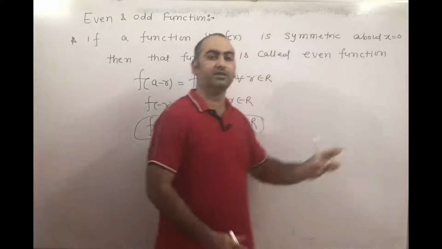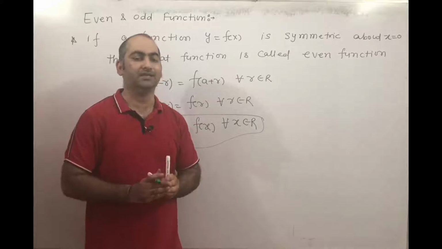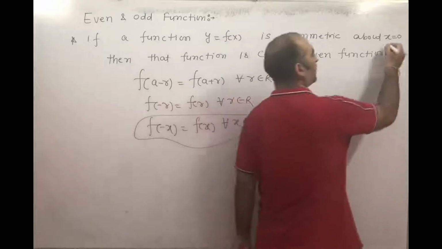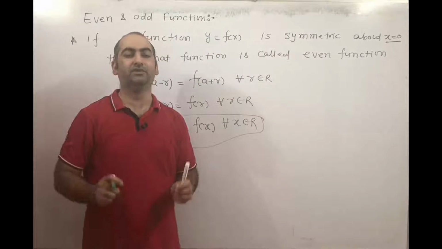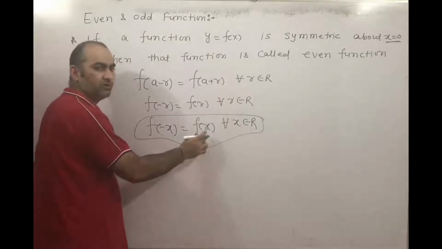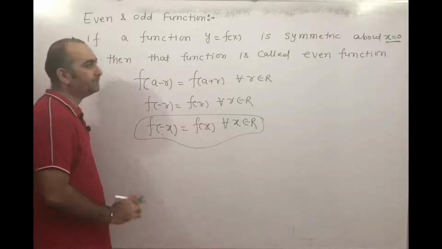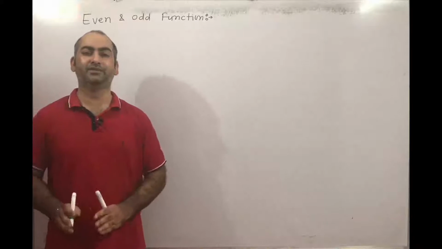With respect to x equal to 0, the left side and right side graphs should be mirror images of each other. That means x equal to 0 is nothing but the y axis. So if a function is symmetric about the y axis, then we can say it is an even function, and the condition is f(minus x) equal to f(x). We have discussed the condition for even functions.